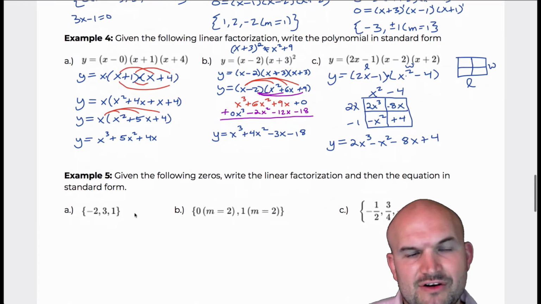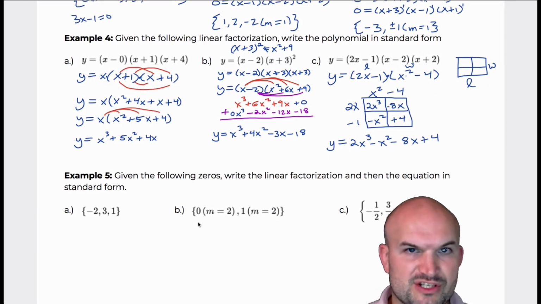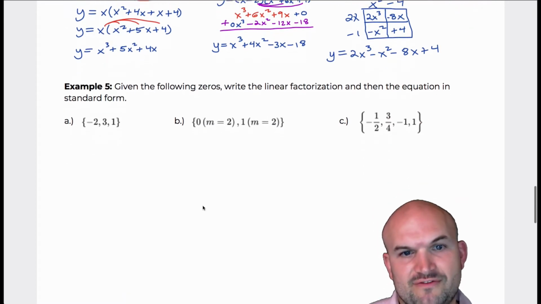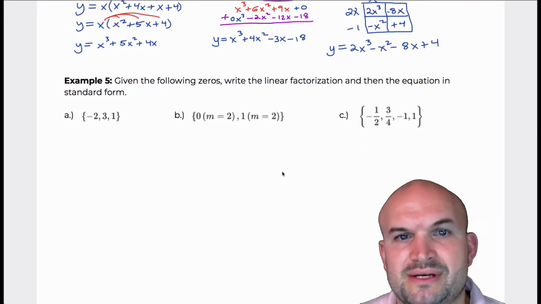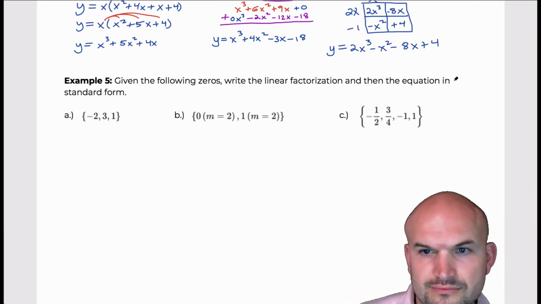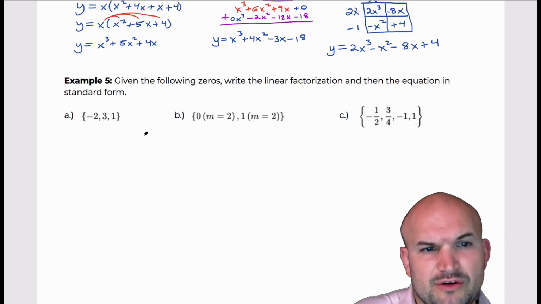So when we have our zeros, basically what we want to do is just work our way backwards. How can we take our zeros and write them as linear factors? And I think the main thing comes from, where did the zeros come from? So if we had something, just real quick, a sidebar, just to refresh your memory.